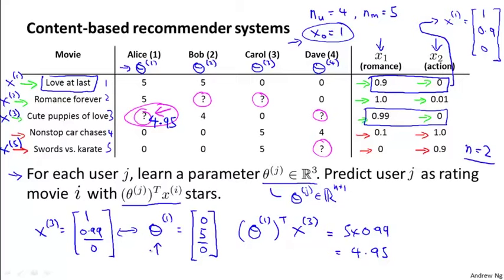So all we're doing here is we're applying a different copy of essentially linear regression for each user. We're saying that Alice has some parameter vector theta 1 that we use to predict her ratings as a function of how romantic and how action-packed a movie is, and Bob and Carol and Dave, each of them have a different linear function of the degree of romance and the degree of action in a movie, and that's how we're going to predict their star ratings.